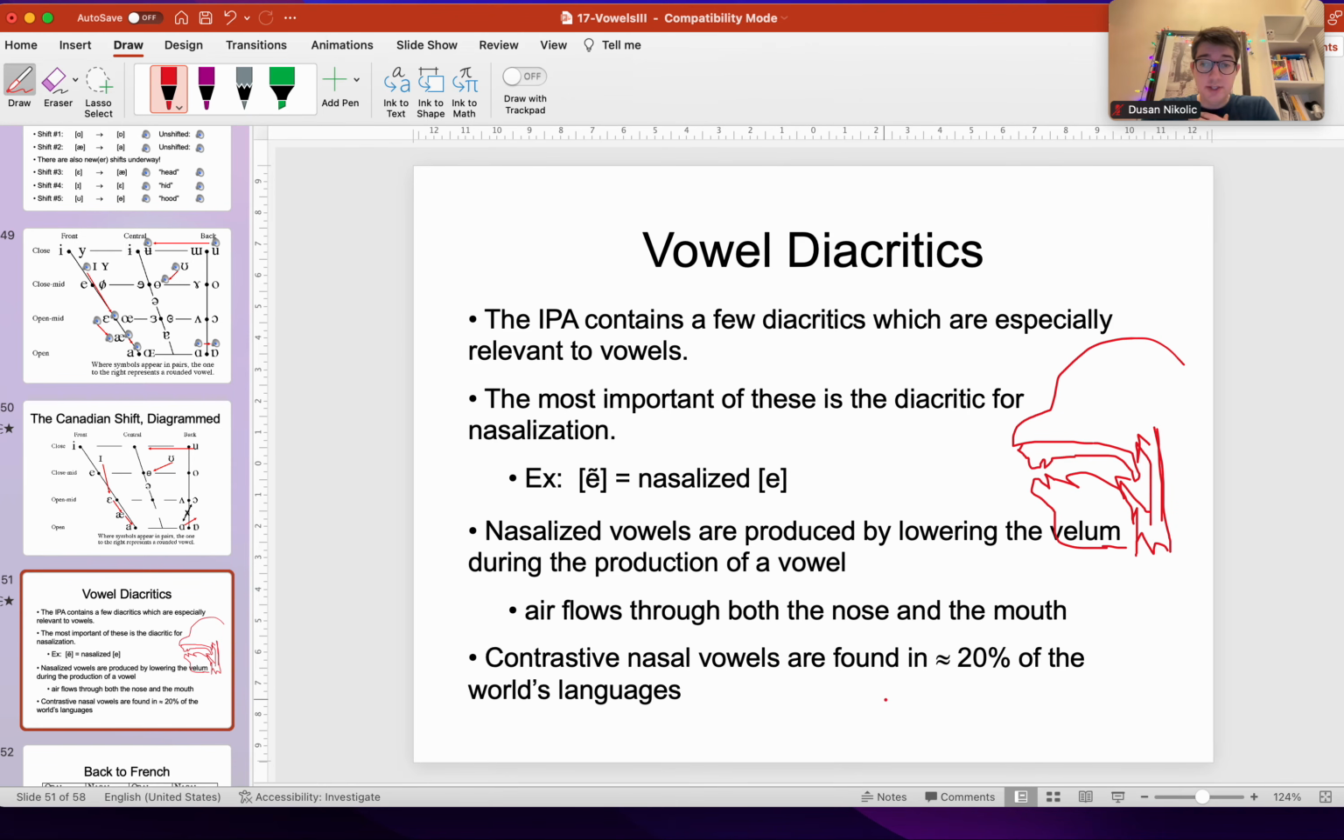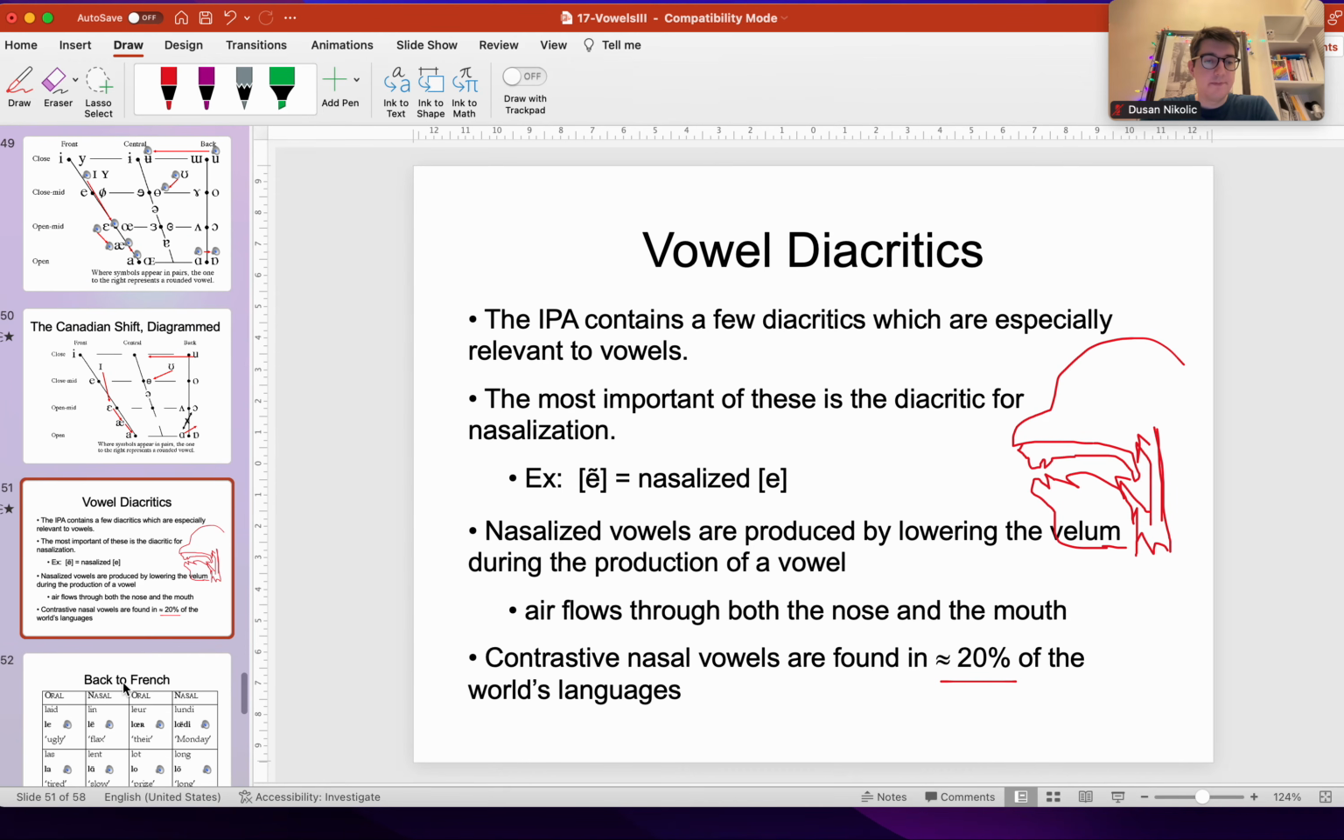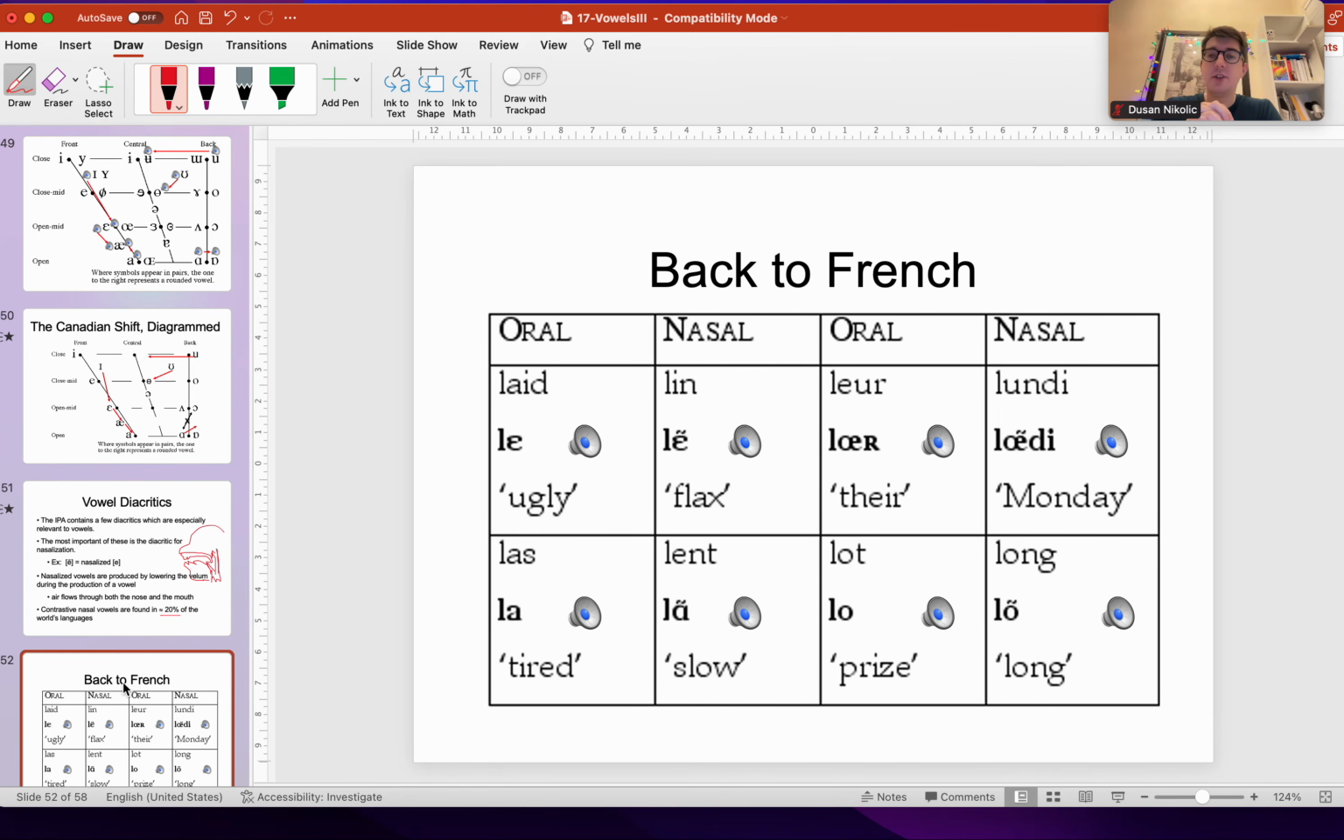Contrastive nasal vowels are found in 20% of the world's languages, and we notoriously know about French, which has so many nasal vowels. For example, it has le. Le, la. And this one is le. Le, lundi. Lundi, la. La, lan. Lan, lo. Lo, long. Long, right?